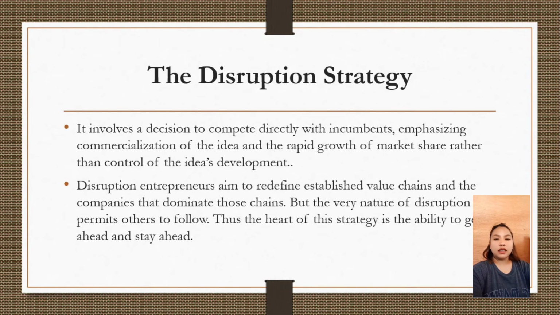The next one is the disruption strategy. It involves a decision to compete directly with incumbents, emphasizing commercialization of the idea and the rapid growth of market share rather than control of the idea's development. Disruption entrepreneurs aim to redefine established value chains and the companies that dominate those chains. But the very nature of disruption permits others to follow. Thus, the heart of this strategy is the ability to get ahead and stay ahead.